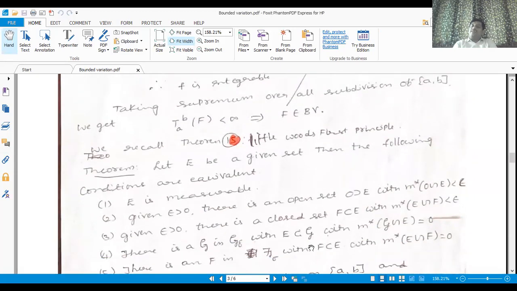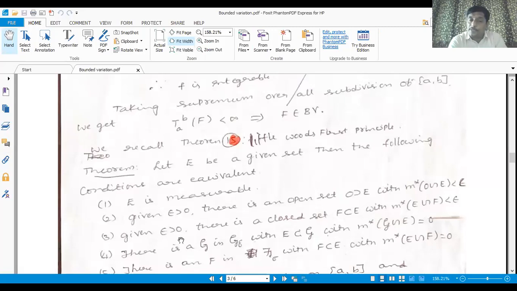Now we will recall some of the first principles. Let E be a given set with the following conditions, because this is useful for the open set or closed set properties for proving the next theorem. Let E be measurable. Given epsilon positive, there is an open set O containing E, a superset of E, with outer measure of O minus E less than epsilon.